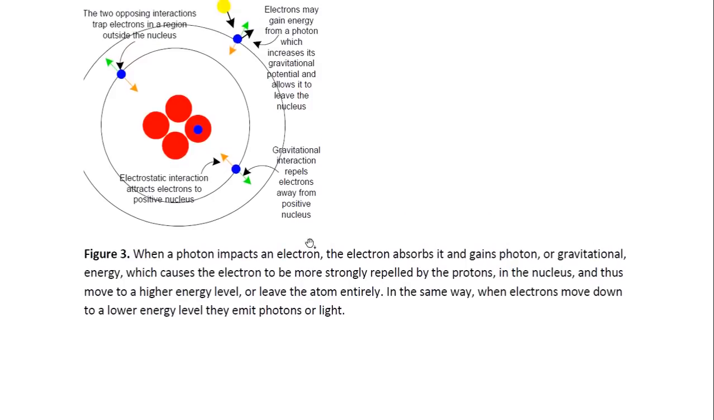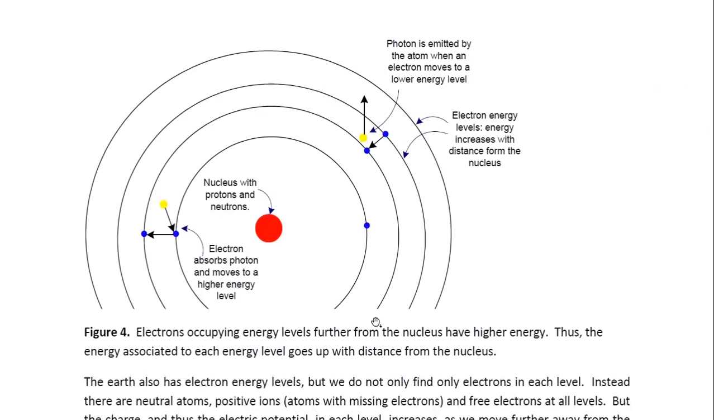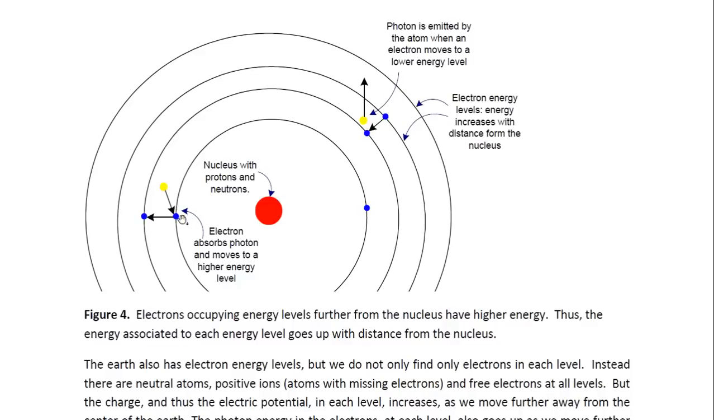Now the same thing can occur in reverse. An electron which is captured by an atom or moves to a lower energy level will release photons. In other words, it will emit light. And this is illustrated here again, how whenever an electron moves down from a further out energy level to one closer to the nucleus, then a photon is given off.